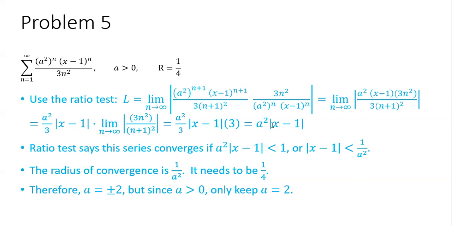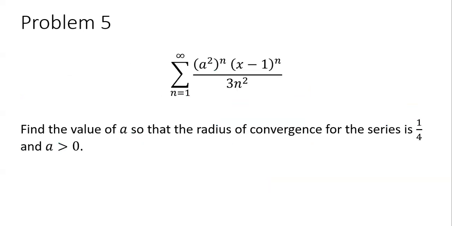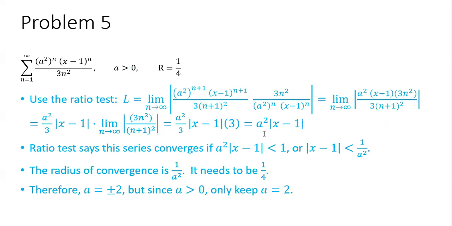And the problem tells us that our radius of convergence needs to be 1/4. So 1 over a squared equals 1 over 4. What does that mean? A has to be? A is plus or minus 2. But since they tell us that a is bigger than 0, a is positive, we only keep a equals 2, and that's our answer. Okay, so once again, if you were totally lost as to what to do, the key word was radius of convergence. So maybe just try the ratio test and you might have gotten an idea after you got this what to do.